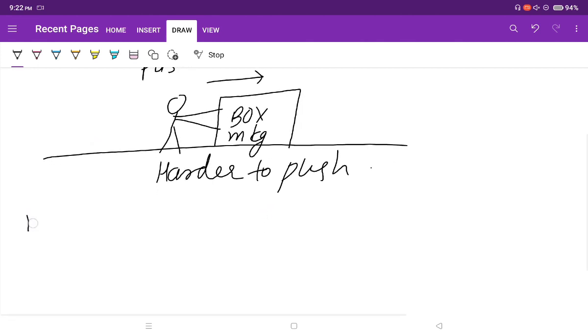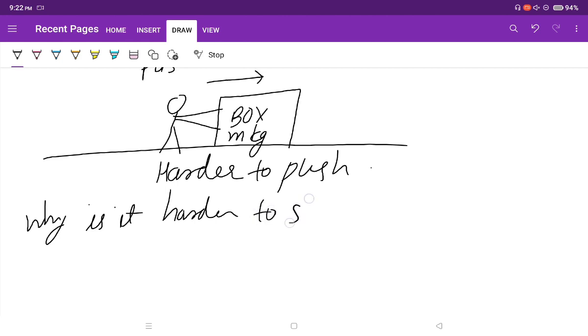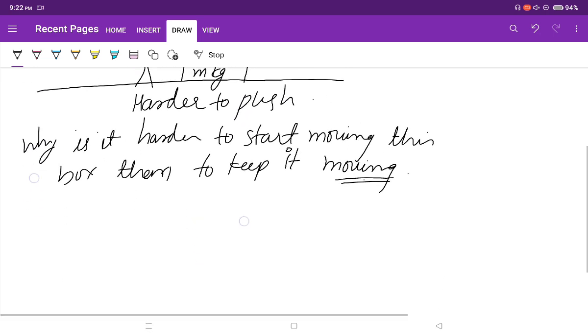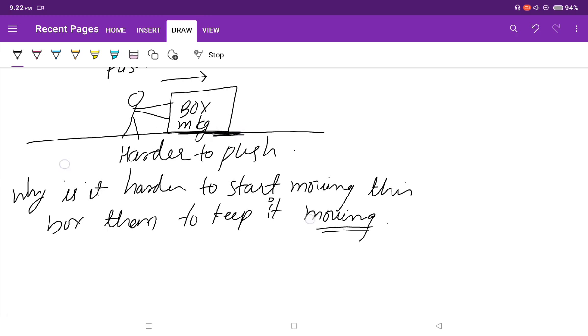Why is it harder to start moving this box than to keep it moving, right? In this example we will see the dual nature of friction that is involved here, right?